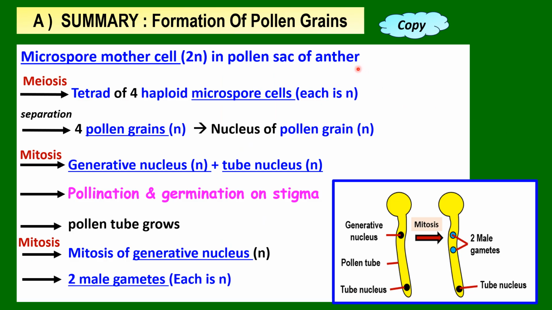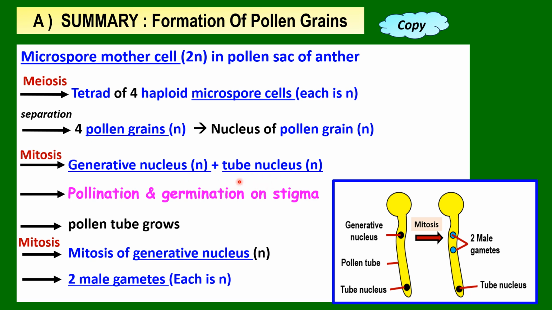Now, summary of the formation of pollen grains. First, the microspore mother cell, which is diploid, in the pollen sac of the anther undergoes meiosis to form a tetrad of 4 haploid microspore cells that stick to each other. Remember, from the microspore mother cell to the microspore cells. The microspore here actually refers to the pollen grains. When the microspore cells separate, they are called the pollen grains. Then the nucleus of each pollen grain, which is haploid, undergoes mitosis once to form the generative nucleus and tube nucleus in the pollen grain.